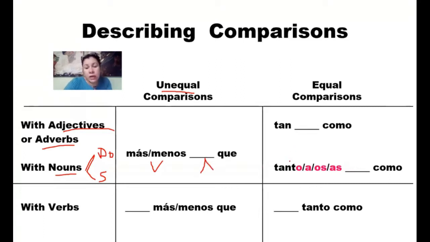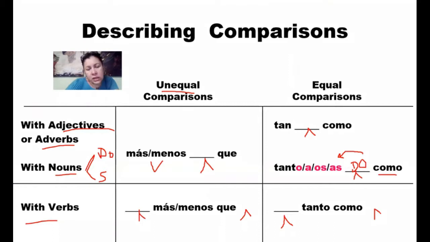And in terms of equal comparison, we use tan, adjective or adverb, como. And if it's a noun, whether a direct object or a subject, we use the direct object right here, and based on its gender or number we choose one of those versions, and we use como to introduce the second element. When we have verbs, we use the verb here, más, menos, que, and in terms of equality, we use the action here, then tanto como, and then the other element being compared. So those are the ideas.